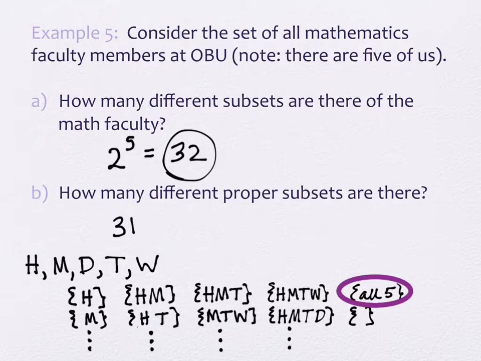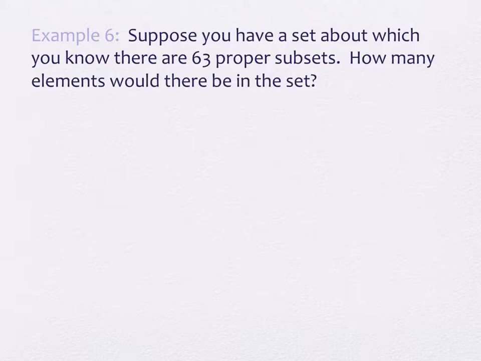Does that make sense? I don't know about you, but I don't want to list 32 of these things out. So having a shortcut way to do that is a very valuable tool. There are 32 different subsets. 31 of them are proper. But what if we actually know how many subsets there are? So that's our next example. We know that there are some elements in a set, and there are 63 proper subsets of those elements. How can I find out how many elements there are? Well, let's think about it working our way backwards. This is one of those working backwards processes, right? I have 63 proper subsets.